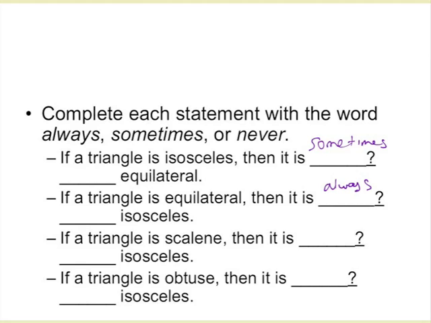If a triangle is scalene, then it is blank isosceles. What did scalene mean? They're all different. So if they're all different, is it possible that 2 or more are the same? No.